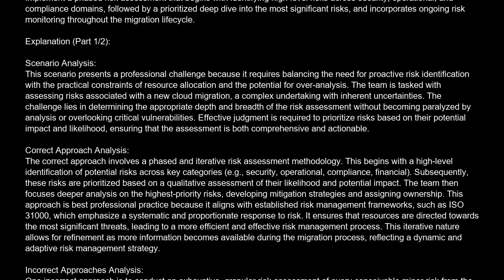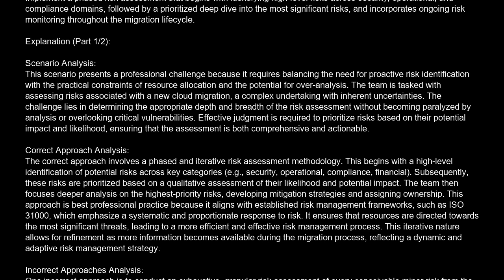Correct approach analysis. The correct approach involves a phased and iterative risk assessment methodology. This begins with a high-level identification of potential risks across key categories, e.g., security, operational, compliance, financial. Subsequently, these risks are prioritized based on a qualitative assessment of their likelihood and potential impact. The team then focuses deeper analysis on the highest priority risks, developing mitigation strategies and assigning ownership. This approach is best professional practice because it aligns with established risk management frameworks, such as ISO 31000, which emphasize a systematic and proportionate response to risk. It ensures that resources are directed towards the most significant threats, leading to a more efficient and effective risk management process. This iterative nature allows for refinement as more information becomes available during the migration process, reflecting a dynamic and adaptive risk management strategy.